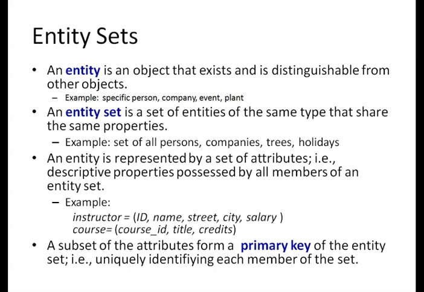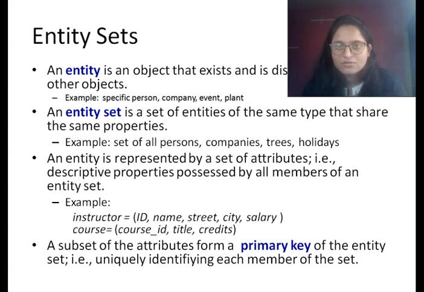Third is your attribute. An entity is represented by a set of attributes, that is, descriptive properties possessed by all the members of the entity set. Suppose here let's take an example of instructor. Dear student, consider here instructor is an entity having ID, name, street, city and salary as the attributes for the instructor.